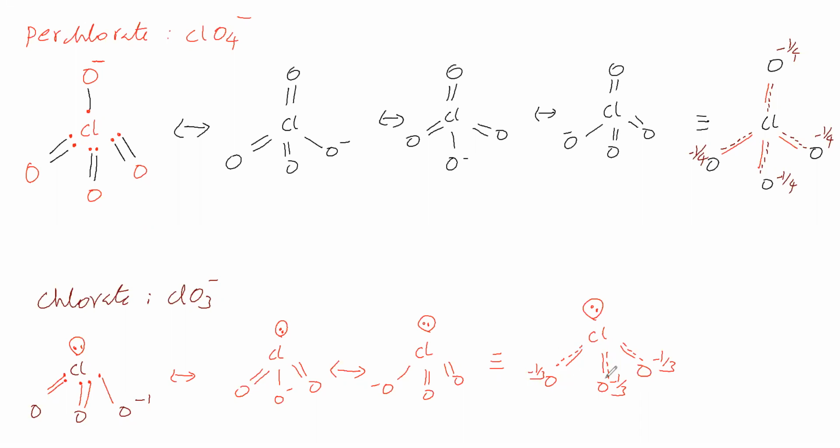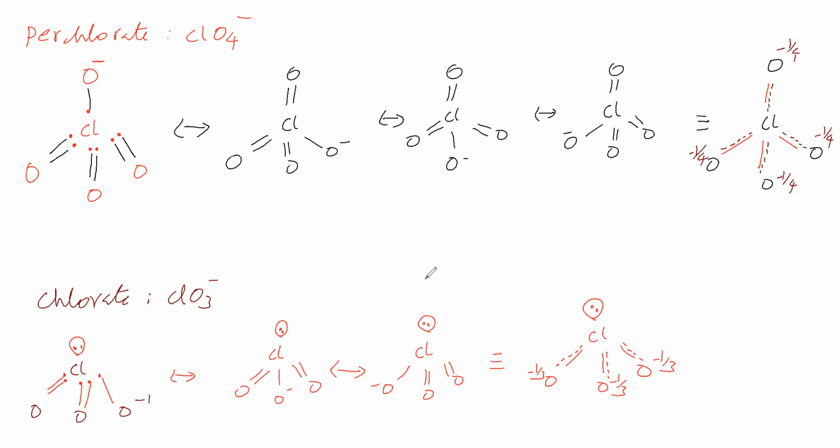Now all the bonds have the same nature. This resonance hybrid says all the bonds have the same nature. So as per the resonance hybrid, this chlorate will have only one bond length. Even the experiment says the same. Therefore this experimental fact is explained by this resonance concept.